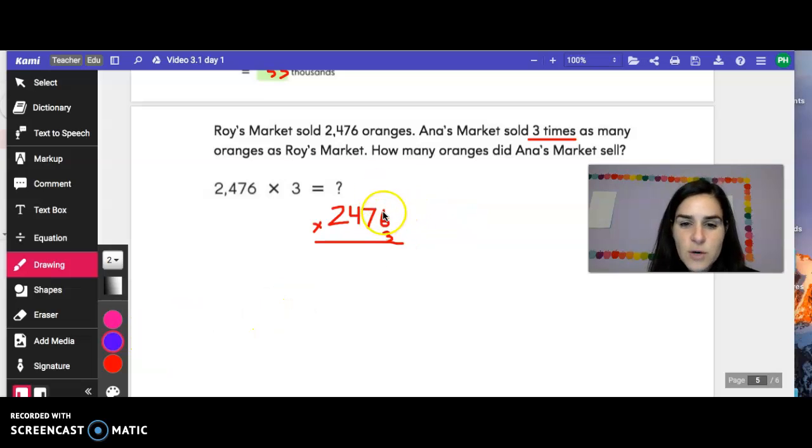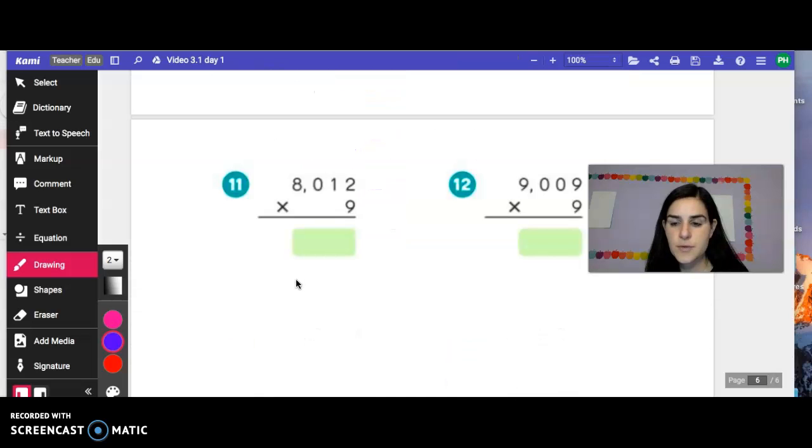So 6 times 3 is 18. To regroup the 10. 3 times 7 is 21, plus the 1 is 22. I put the 2 here, I regroup that other 2. 3 times 4 is 12, plus 2 is 14. Put the 4 here, I regroup that 1. 3 times 2 is 6, plus the 1 is 7, for 7,428. I would like you to pause the video now and to solve these 2 problems on your own.